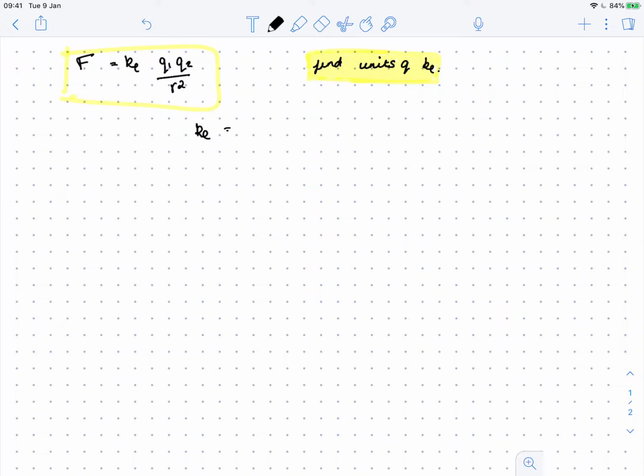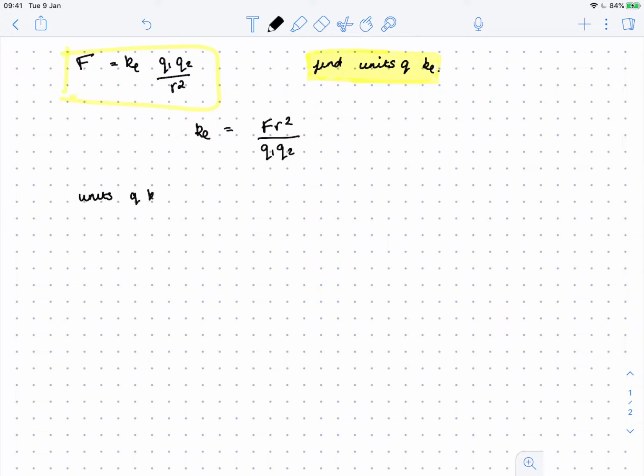So KE is equal to, if I multiply both sides by r squared, I end up with F r squared, and then I divide both sides by Q1 Q2. That is now rearranged for KE. Now, what I tell you in this is I tell you what each of the terms is describing.